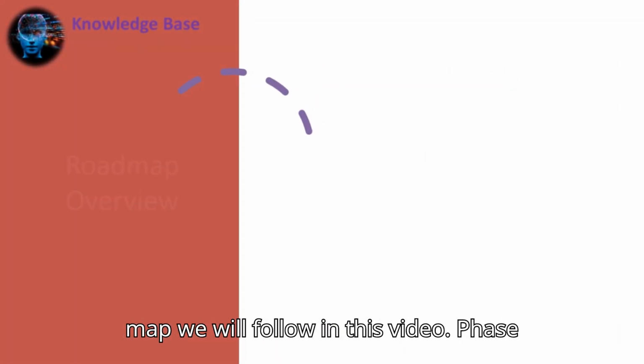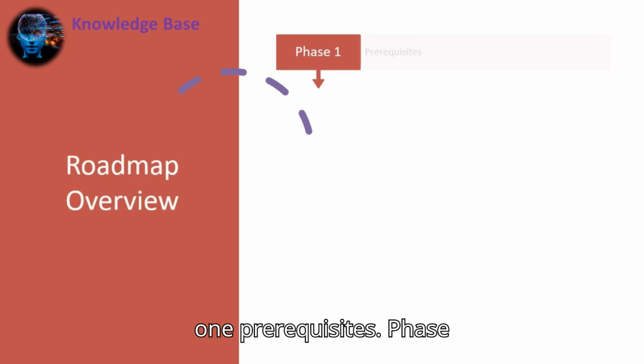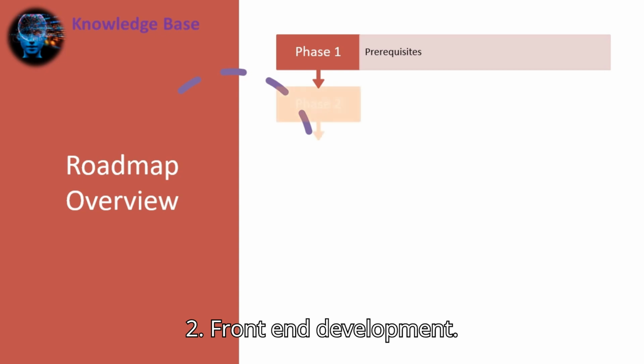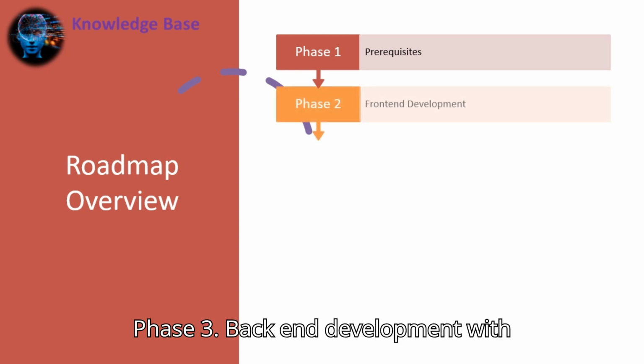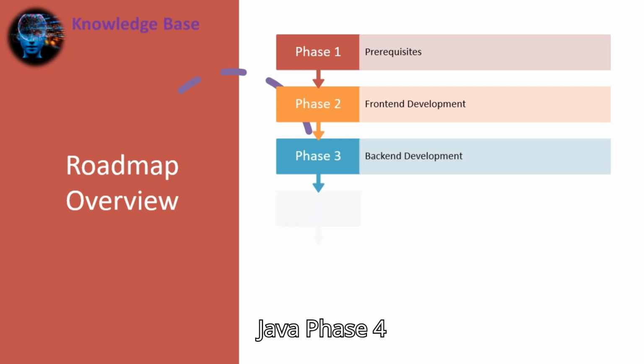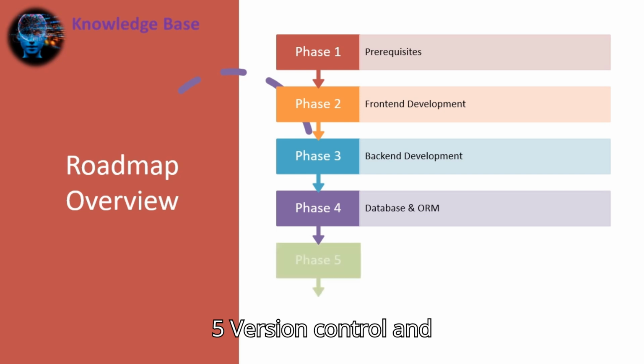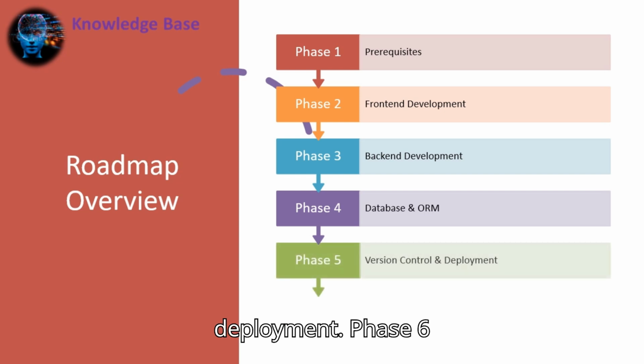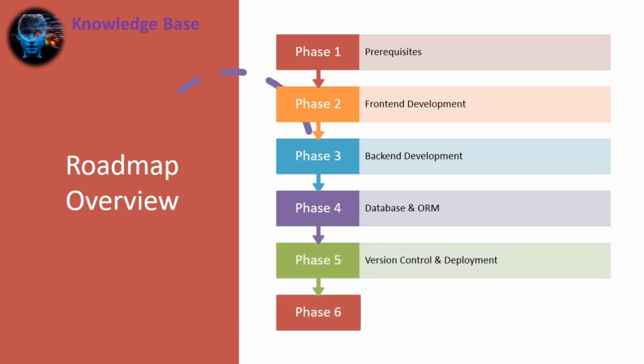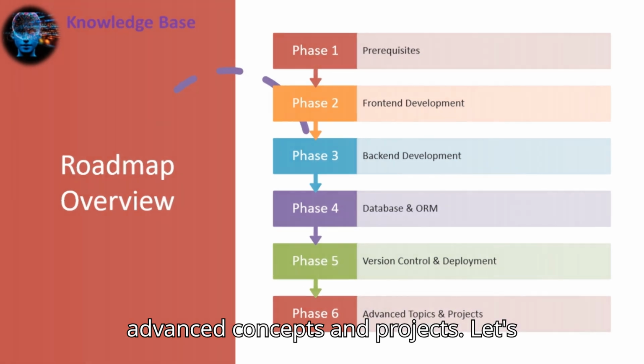Here's the roadmap we will follow in this video. Phase 1. Prerequisites. Phase 2. Front-end development. Phase 3. Backend development with Java. Phase 4. Databases and ORM. Phase 5. Version control and deployment. Phase 6. Advanced concepts and projects. Let's go step by step.